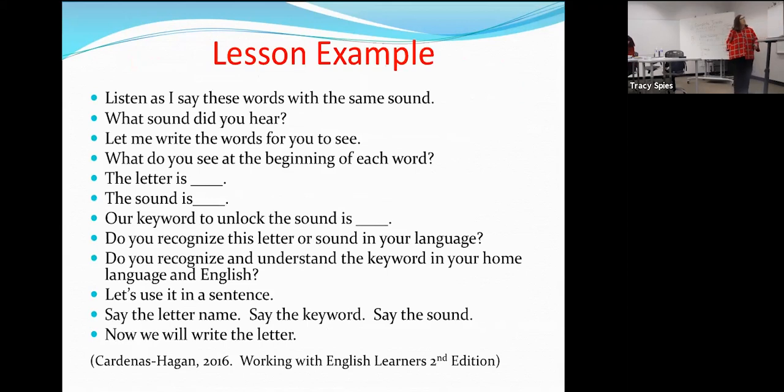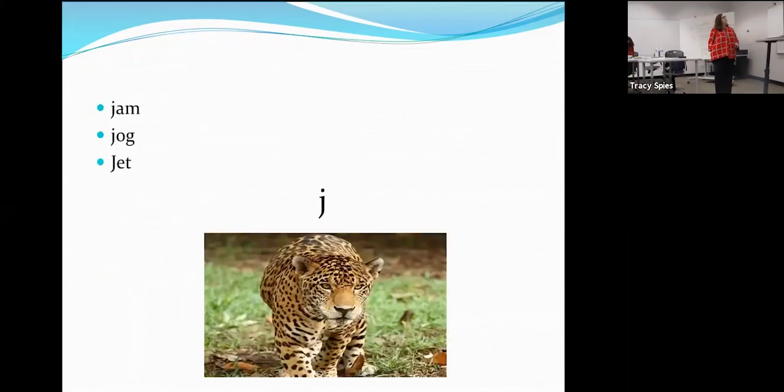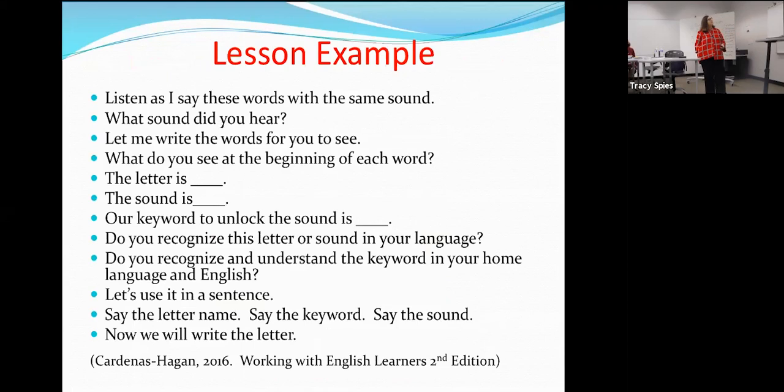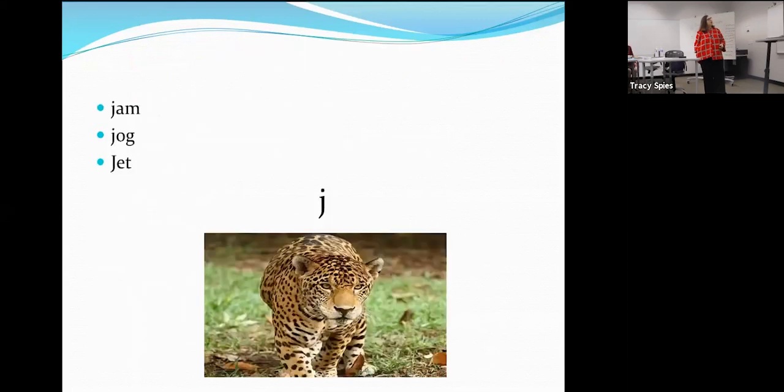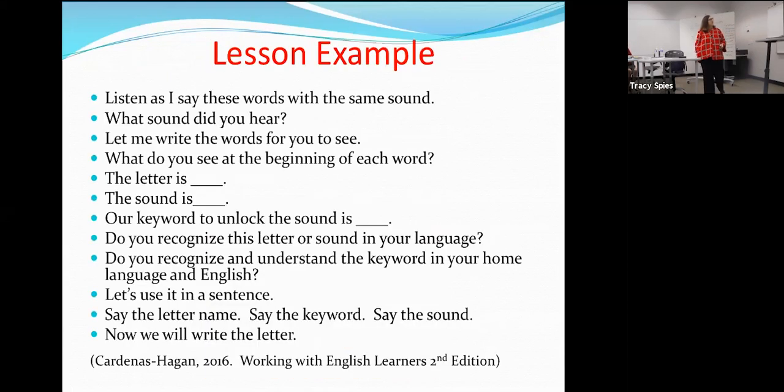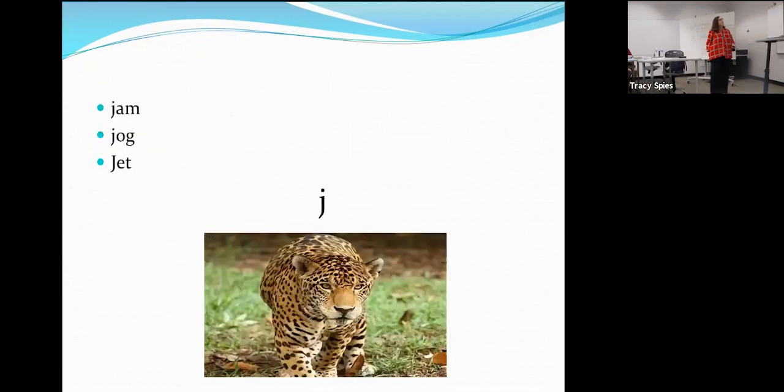So here's an example lesson. Students, listen as I say these words with the same sound, and I want you to tell me what sound it is, and how am I going to adapt this for my English learner? Okay, say the word, say jam. Jam. Say jog. Jog. Say jet. Jet. Let me write the words for you to see. Jam. Jog, jet. Echo?